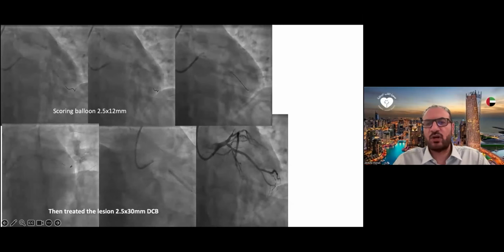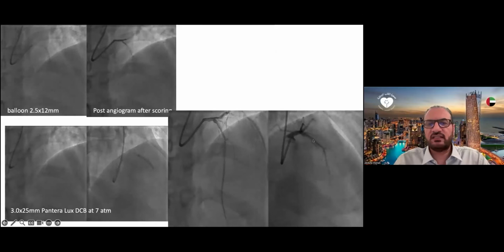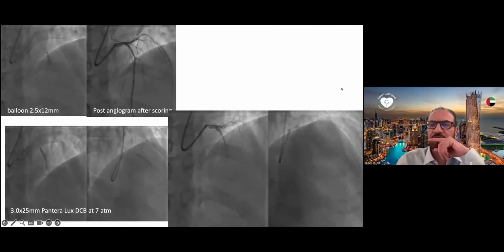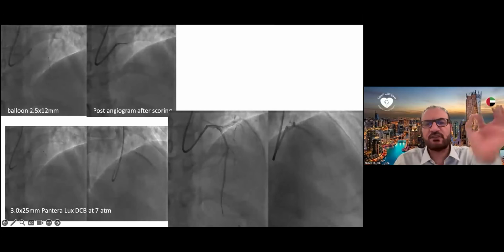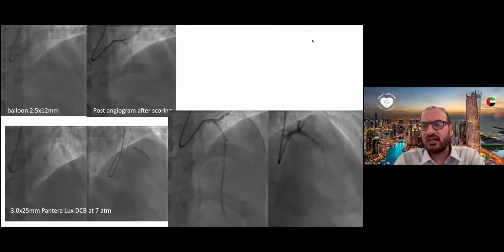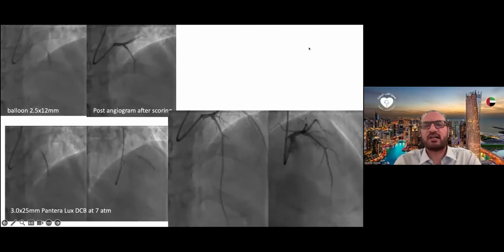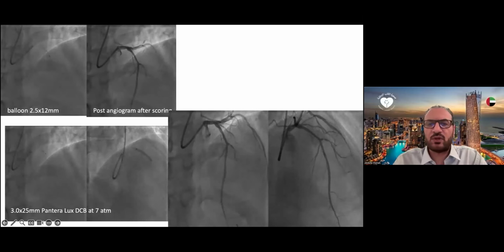That was a nice OM. Then in this patient we continued with his LAD in the same session. Again, you can see some type A dissection maybe with some residual stenosis. But again, look at the TIMI 3, no staining, and residual less than 30. I think people may differ on that. Anyway, that was his result, and he went home.